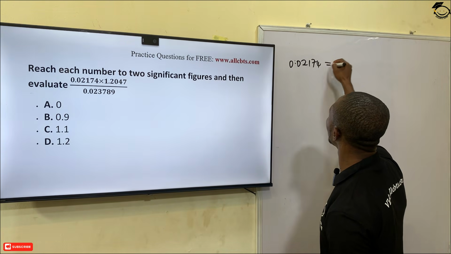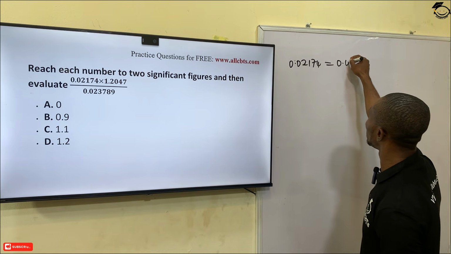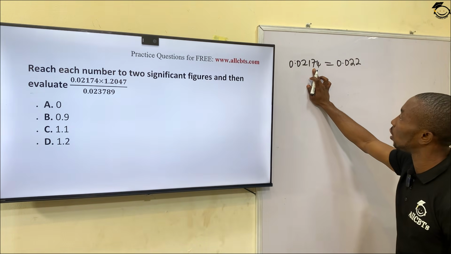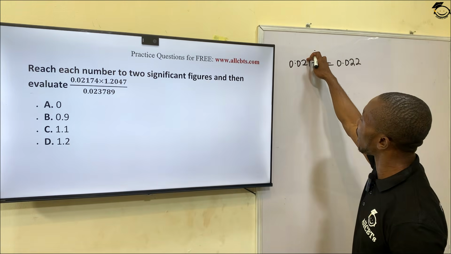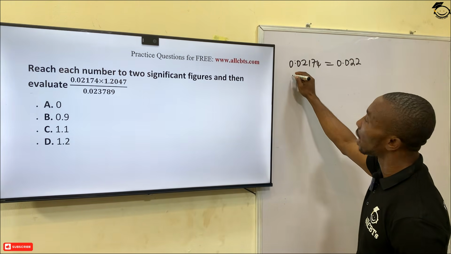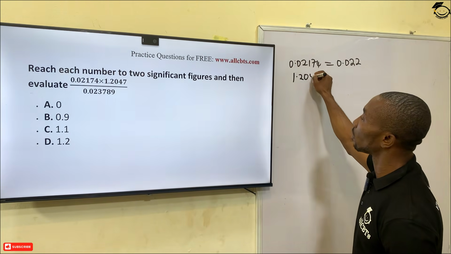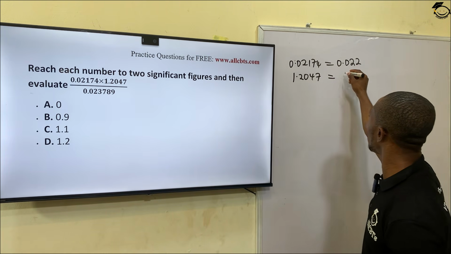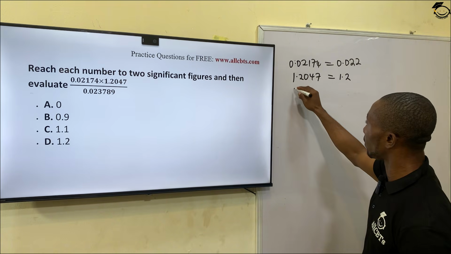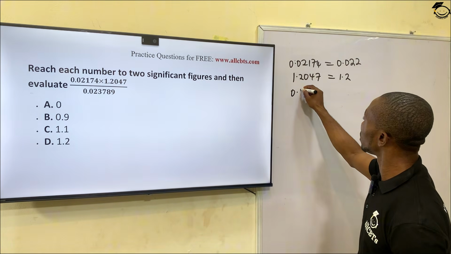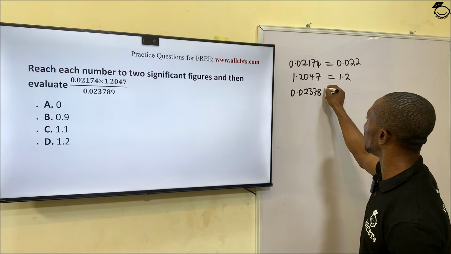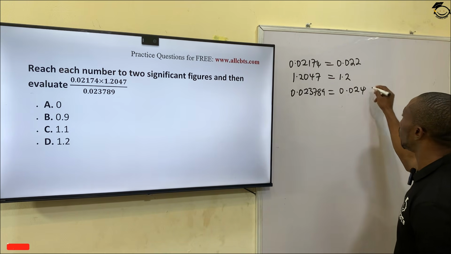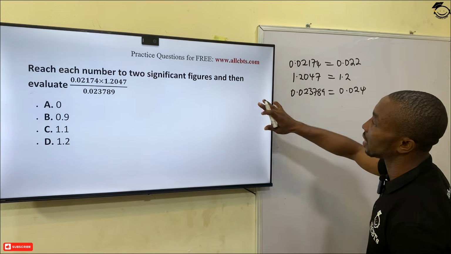0.02174. To two significant figures, we have it as 0.022, since the next number here is more than 5, we round it up to make this 2. And the next number is 1.2047. To two significant figures, since this is 0, it becomes 1.2. And the next one is 0.023789. To two significant figures it becomes 0.024.